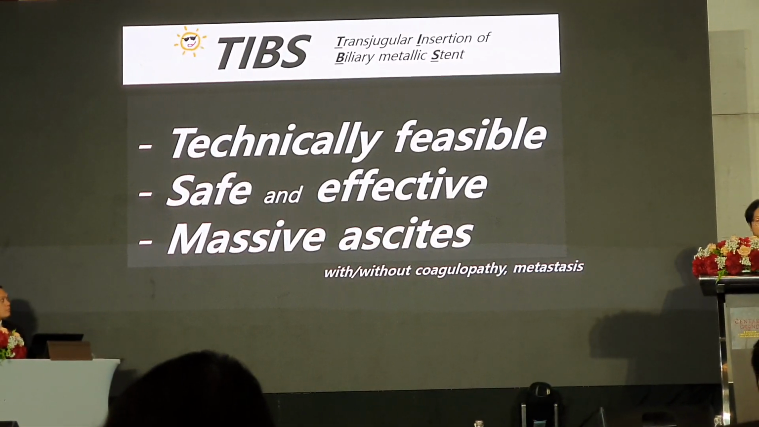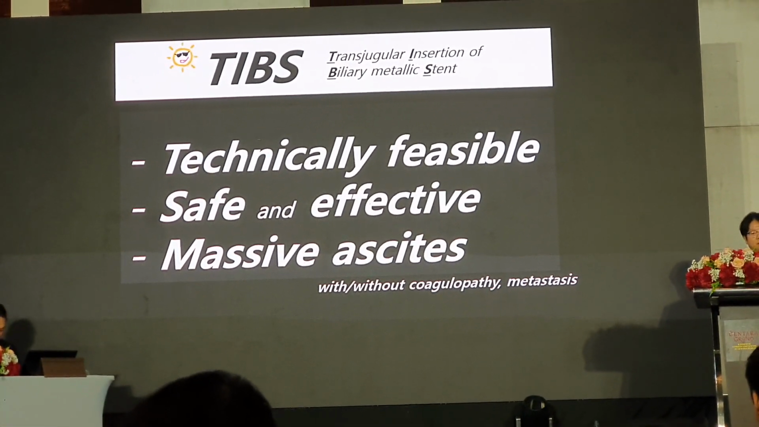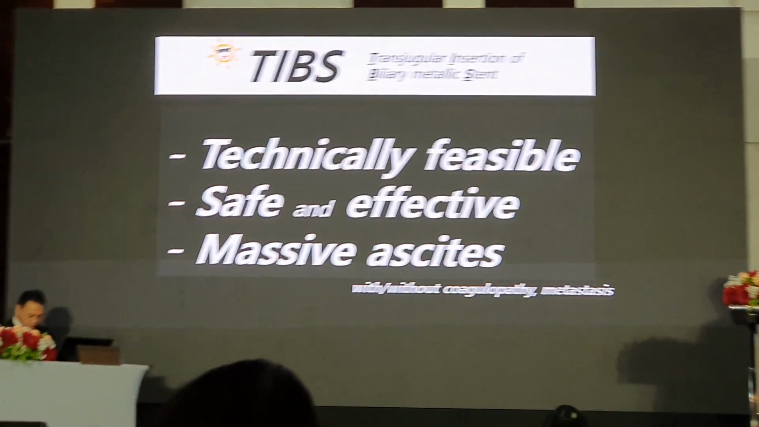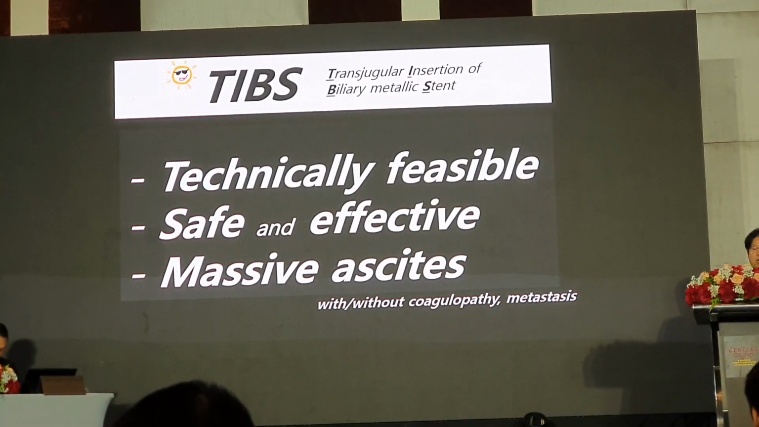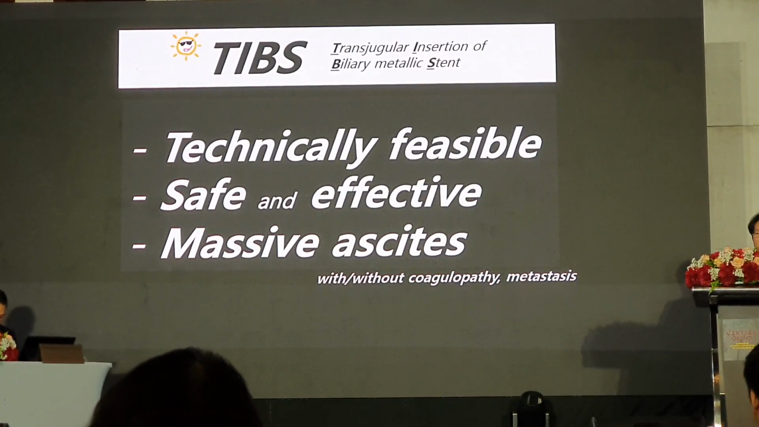And the transjugular procedure is technically feasible, safe, and effective, especially in patients with massive ascites, with or without combined coagulopathy or intrahepatic metastasis.